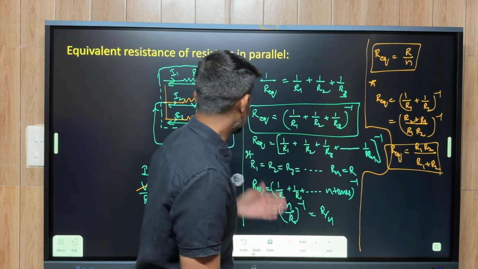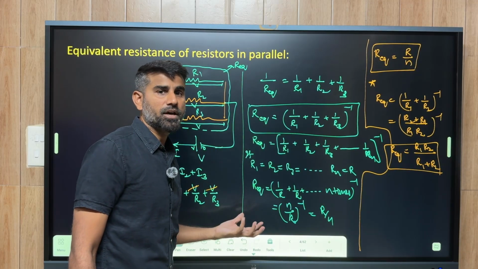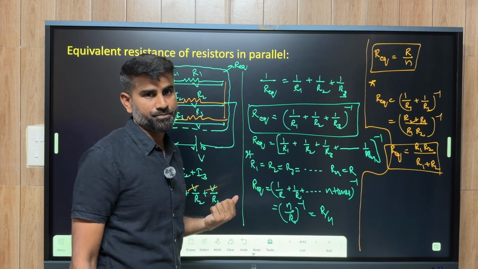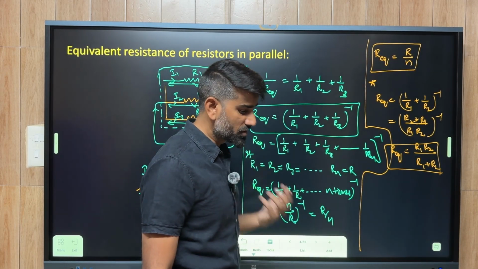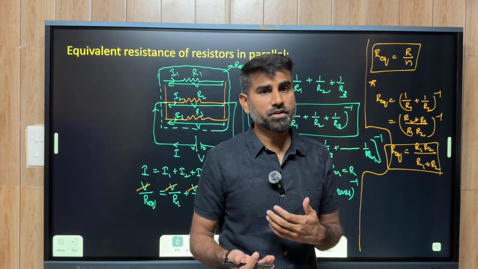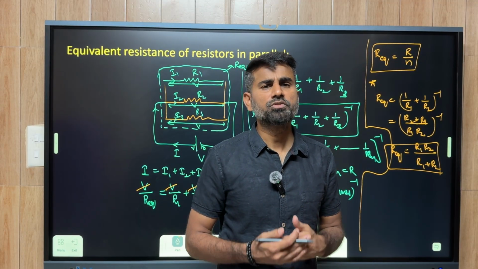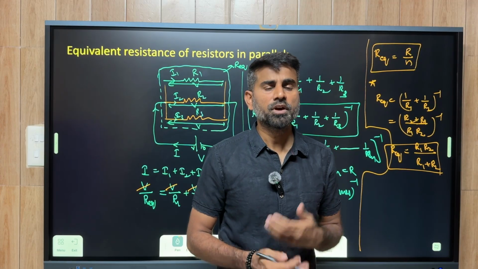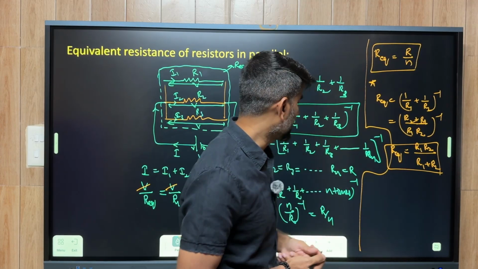This is all about series and parallel combination of resistors. In the next lecture, we are going to discuss how to find the equivalent resistance by using different methods, most probably the reducing method.